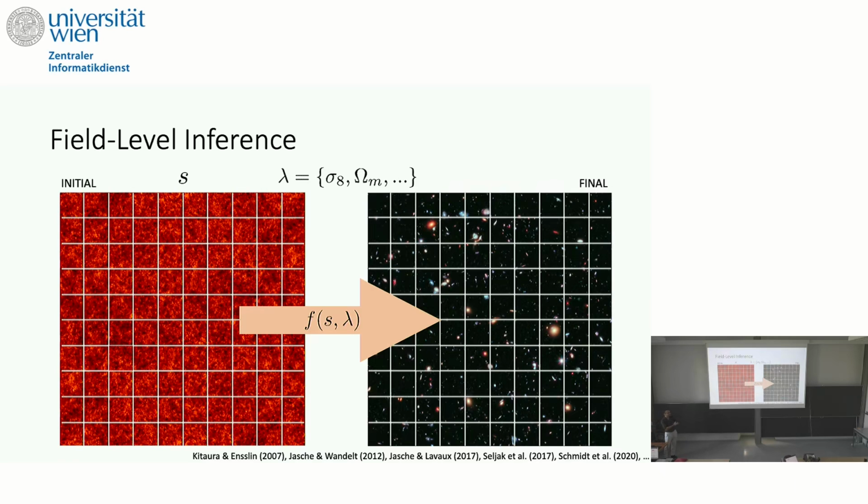So you have some forward model, could be n-body, could be effective field theory, which gives you the galaxies. And then the idea of field level inference is to take this backwards and infer the initial conditions and the cosmological parameters jointly. And because you're modeling every single variable, this should give you the most optimal constraints you can get on the cosmological parameters.